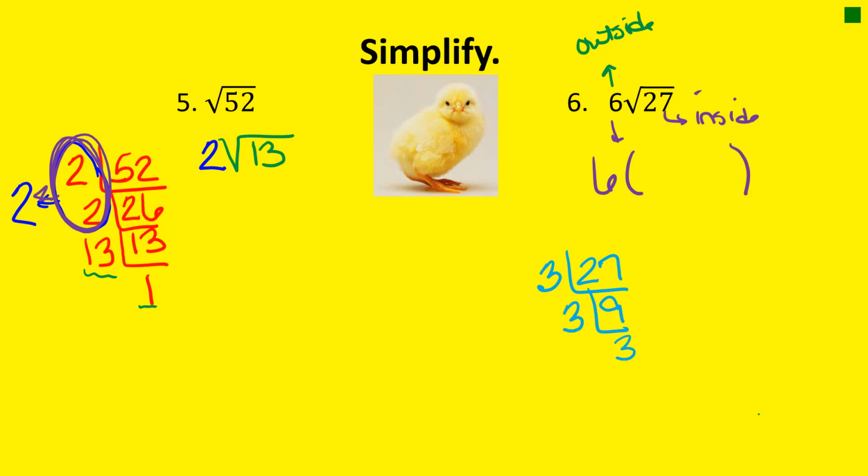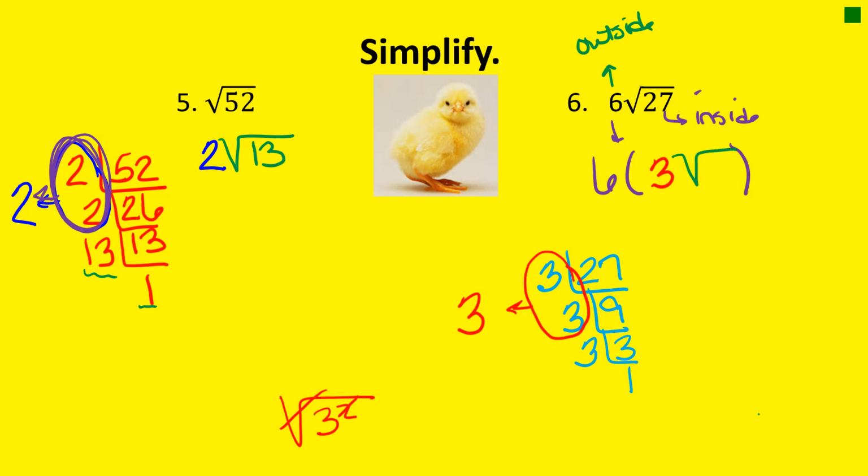9 divided by 3 is 3. I'm stuck with 3 until it stops working, and I'm down to 1. Now remember how many have to be in a pair to be perfect? A pair of 3's. Remember, that's because 3 squared, the square and the square root cancel and bring me out a 3. Anything else have a perfect buddy there that I could square? Nope. So what comes out? 3. What stays inside the radical? What didn't make it out? 3 times 1, which is 3.